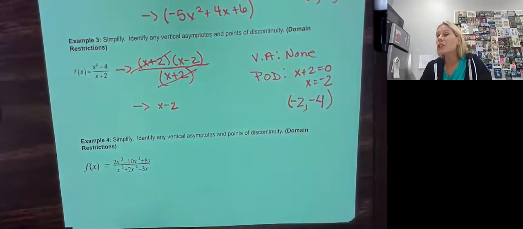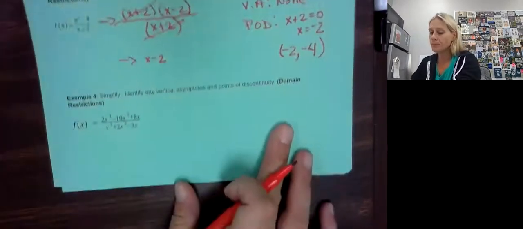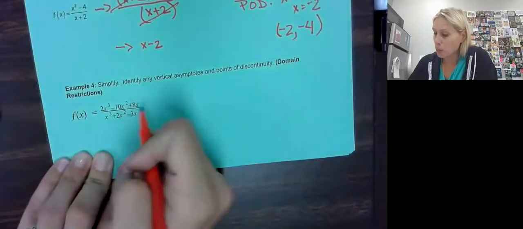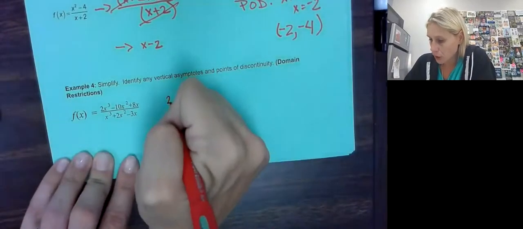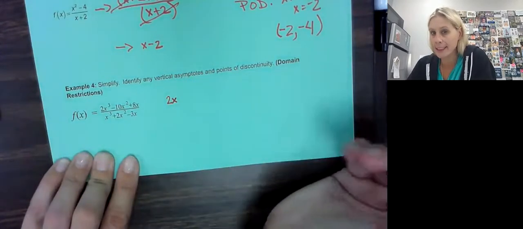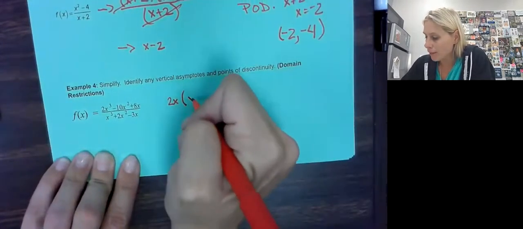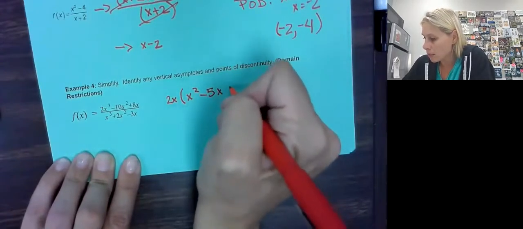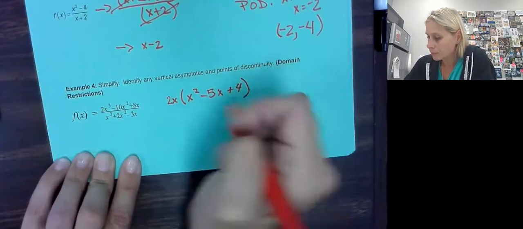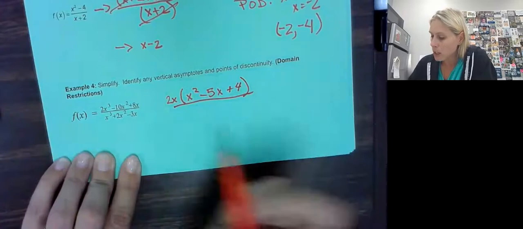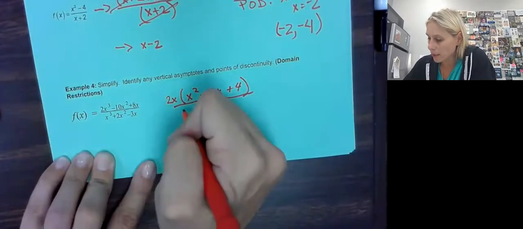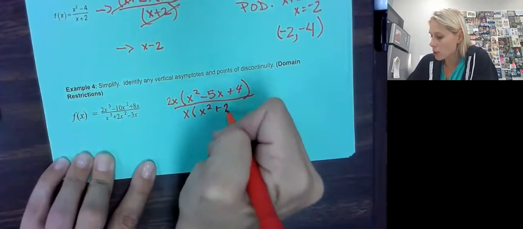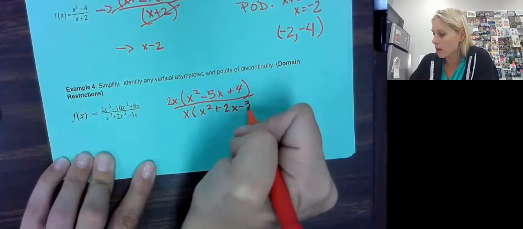All right, let's see if we can get a little bit trickier. Greatest common factor. Look at that numerator. What's in common? 2x. Did everybody see that? So leaving us with x squared minus 5x plus 4, all over. Let's look at the denominator there. They have an x in common. x squared plus 2x minus 3.